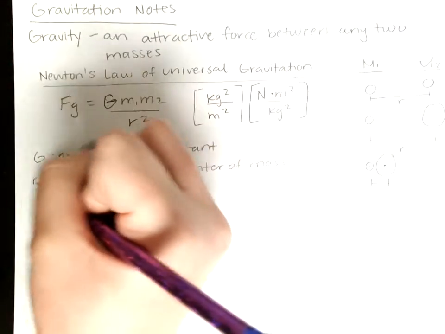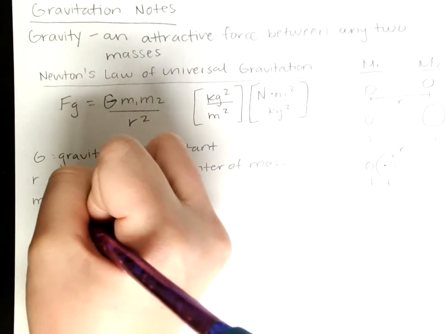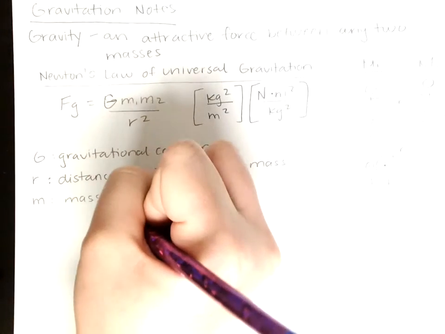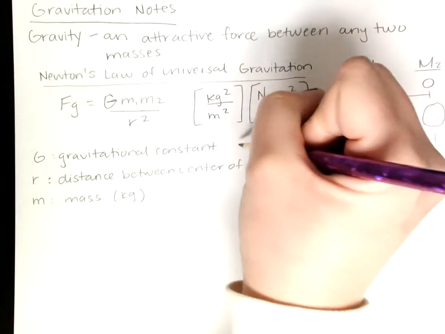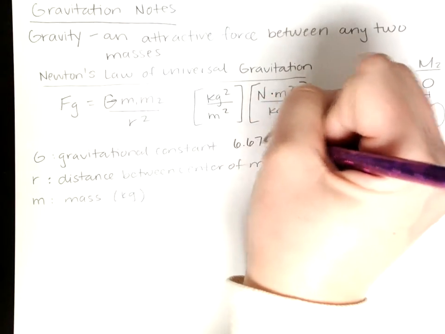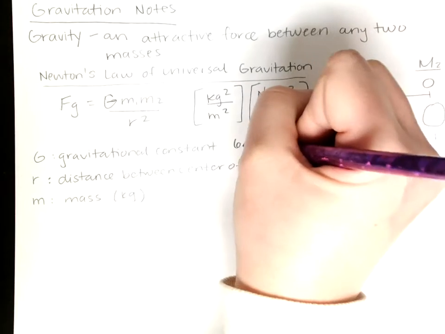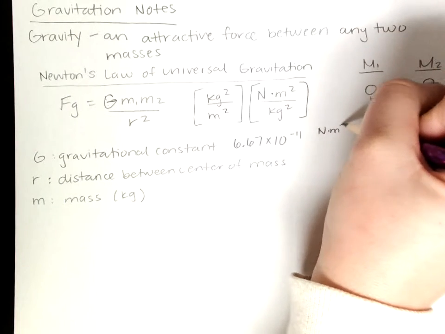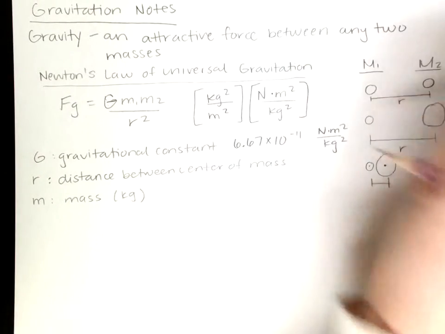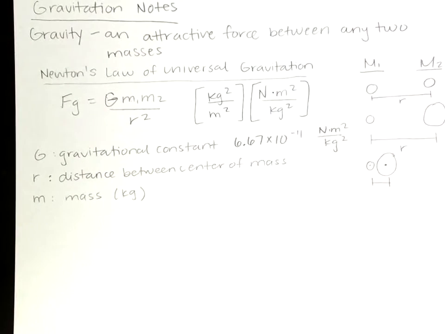Our mass, m, is mass, and it's measured in kilograms as always. And you need the gravitational constant. It is 6.67 times 10 to the negative 11 newton meters squared over kilograms squared. You don't need to remember this number. It'll be given to you on the AP sheet.